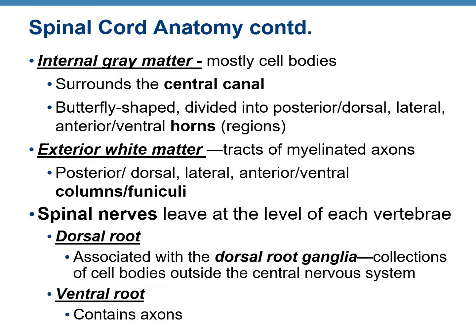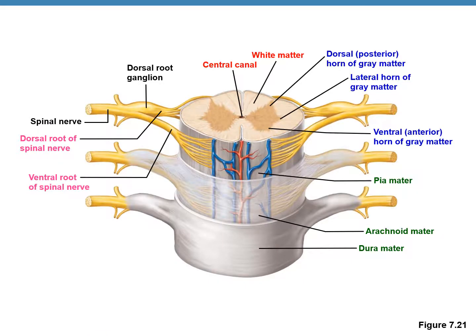Spinal nerves exit at the level of each vertebra. At the origin of the spinal nerves, there is a dorsal root and a ventral root. The dorsal root is associated with the dorsal root ganglia, while the ventral root contains axons. This figure shows the central canal, the gray matter surrounding it, and the white matter in the periphery. Also look at the dorsal root and the ventral root of the spinal nerve. At each side of the spinal cord, these two roots unite to form the spinal nerve. The gray matter is divided into the posterior horn, the lateral horn, and the anterior or ventral horn.